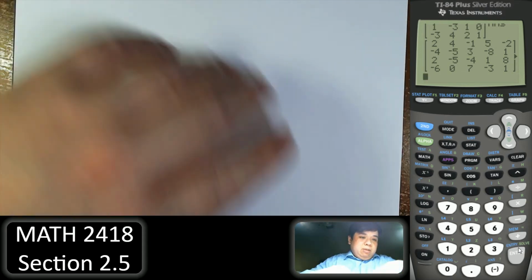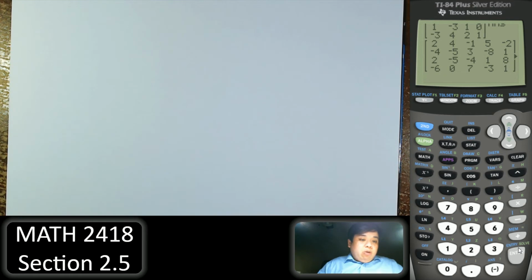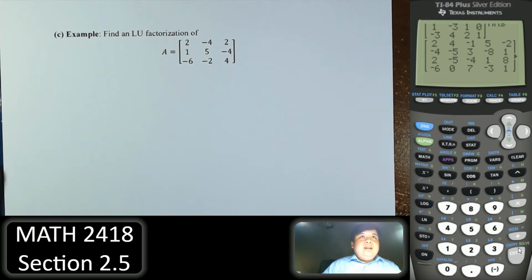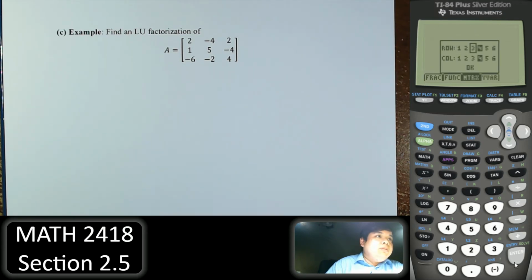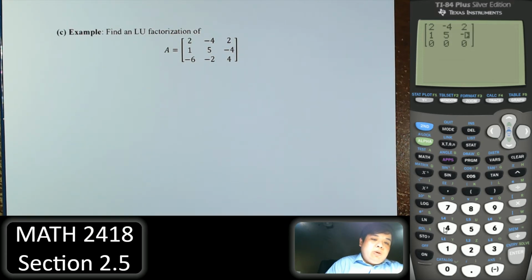Now let's try another example. Find the LU factorization of this one. Right, much better. Just enter that matrix in. 2, -4, 2, 1, 5, -4, -6, -2, and 4.